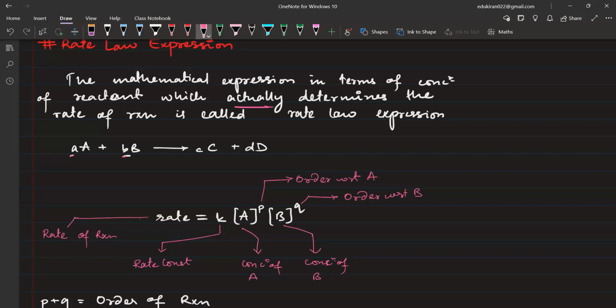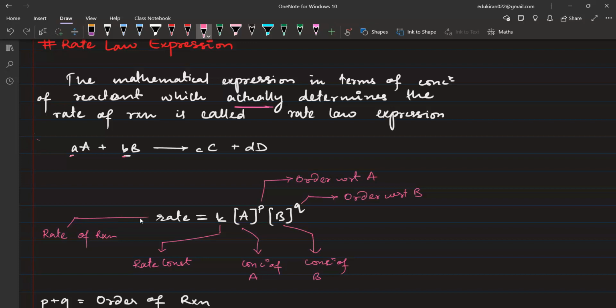But the rate law expression says that the rate of reaction will be equal to K, some constant, multiplied by the concentration of A to the power p. Now p is something that is experimentally determined, multiplied by the concentration of B to the power q, and q is also experimentally determined. Rate is the rate of reaction. This K is the rate constant. This A in square bracket is the concentration of A, B in square bracket is the concentration of B, p is known as the order with respect to A, and q is known as the order with respect to B.